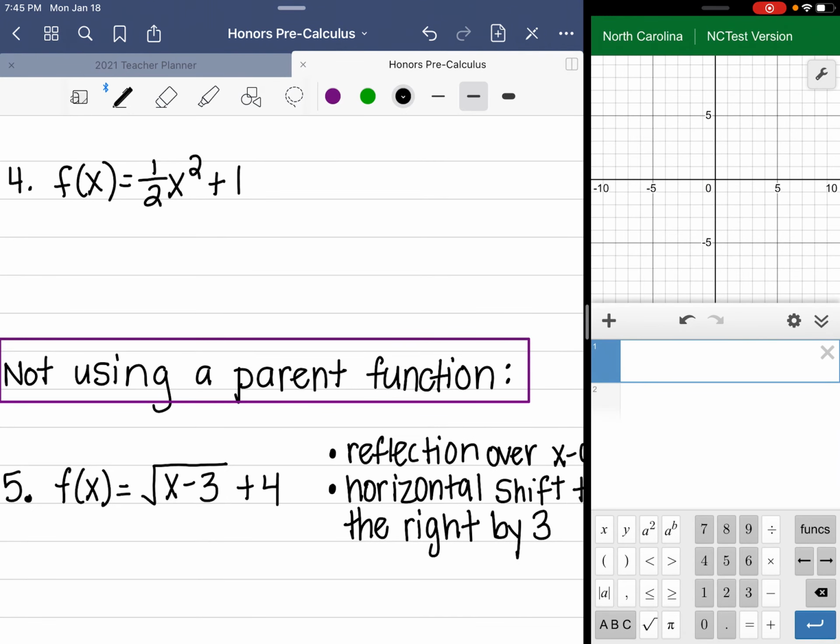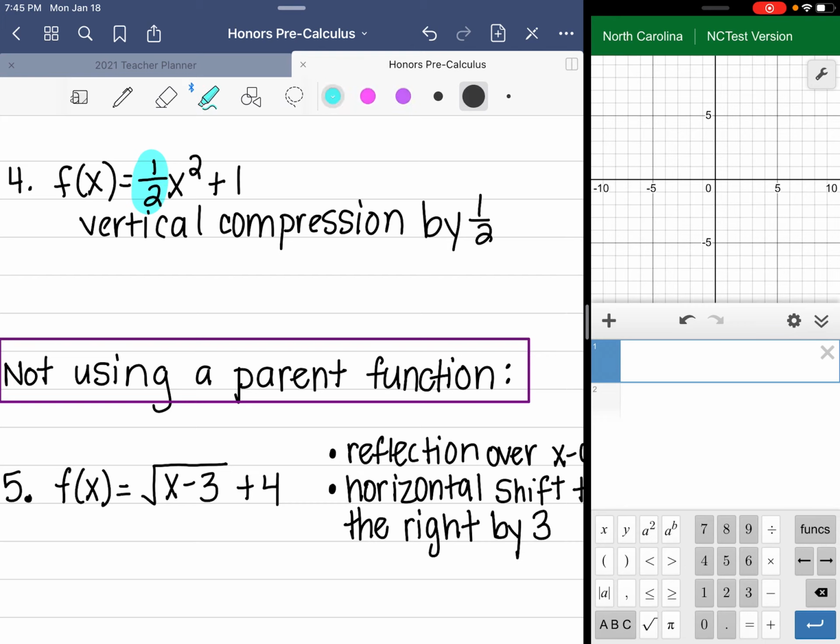All right, so one more. I have y equals x squared again. I have 1/2 being multiplied in the front. There are no parentheses to indicate that it's inside, so this is going to be a vertical compression. And I know it's a compression because that a value is between 0 and 1. So by 1/2. And then plus 1 means we're going to go up 1 unit.